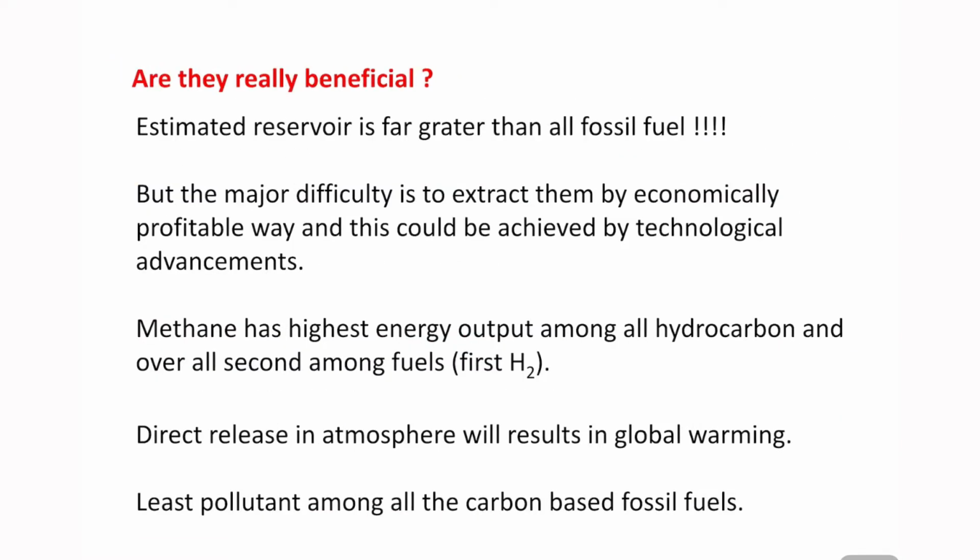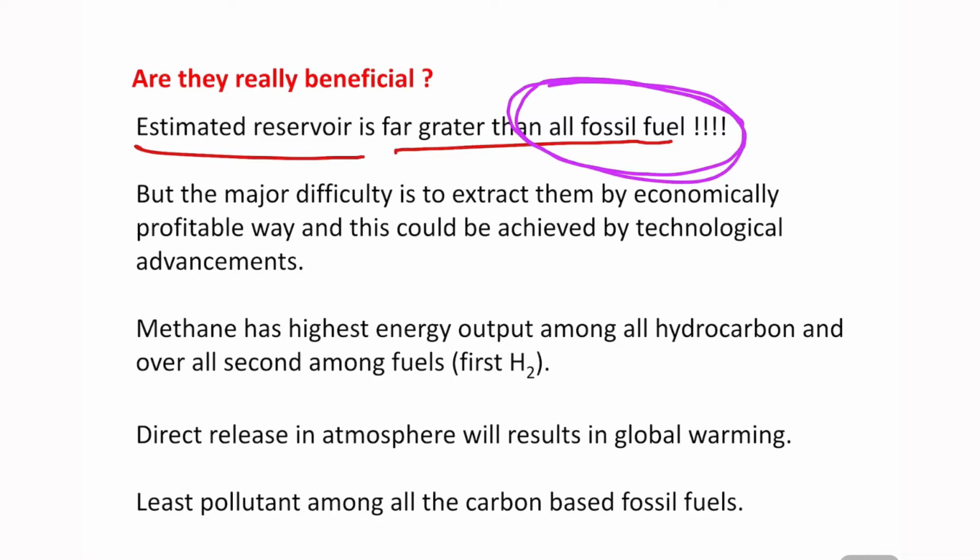Now, since I said fuel, how is this beneficial? If you look at their estimated reservoir, it is far greater than the total proven reserve of fossil fuel. I know, students, you will be surprised. Yes, they are far greater. Just imagine how much we have. If we can extract and utilize them properly, then we don't really need anything else.